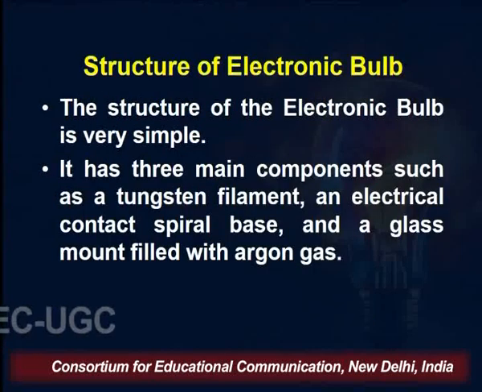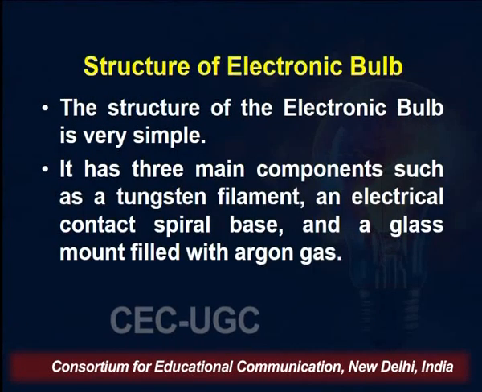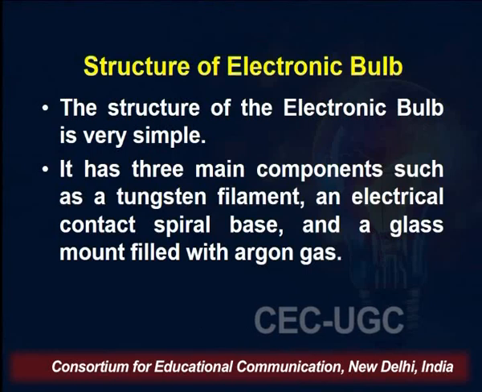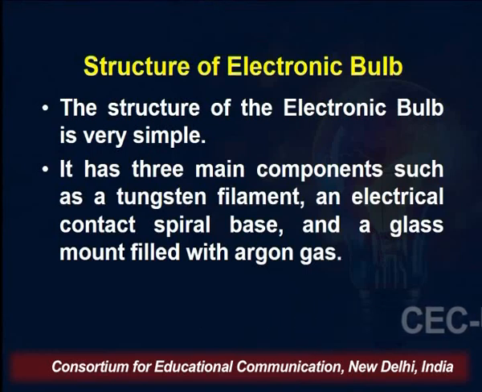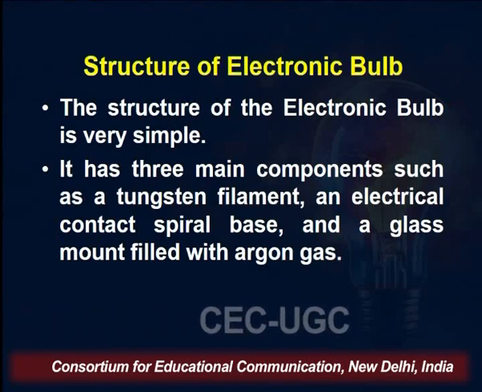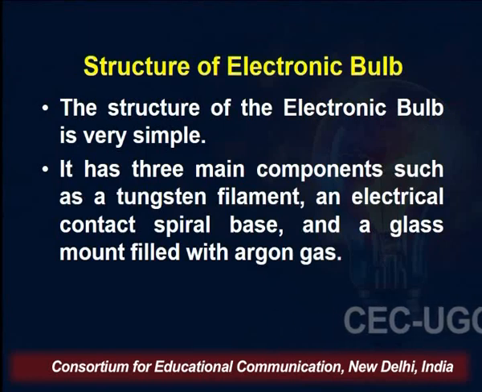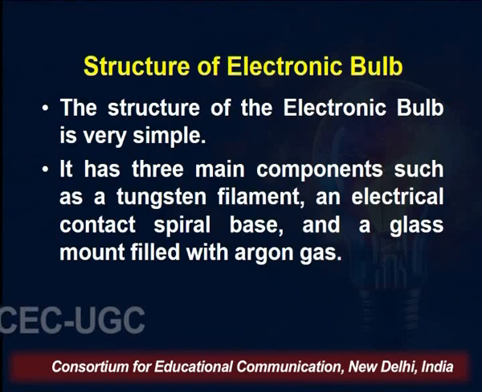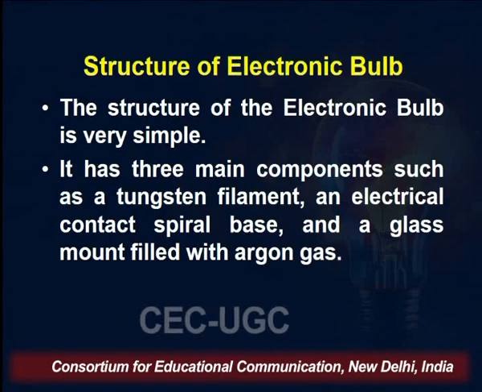Now, what is the structure of the electric bulb? It is very simple. It has three main components. Number 1 is the tungsten filament. Number 2 is the electrical contact spiral base. Number 3 is the glass mount filled with argon gas.